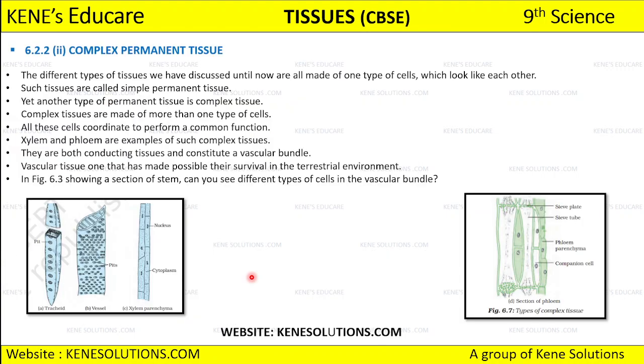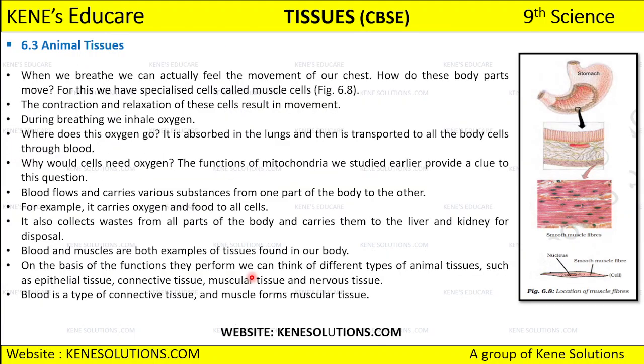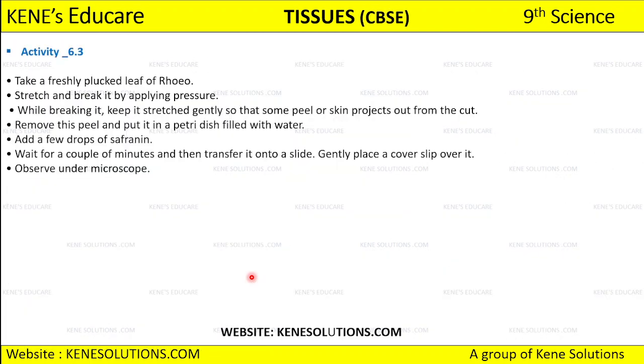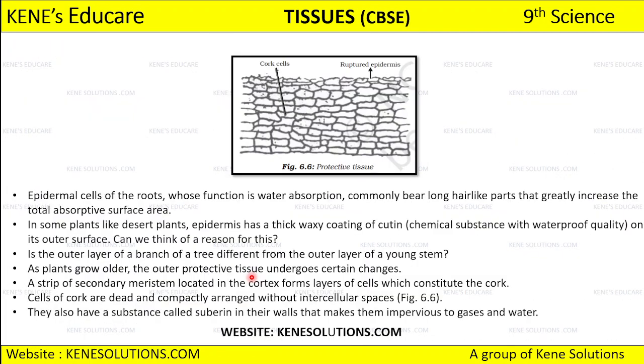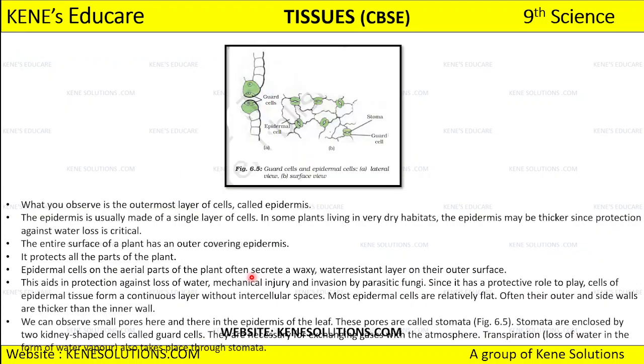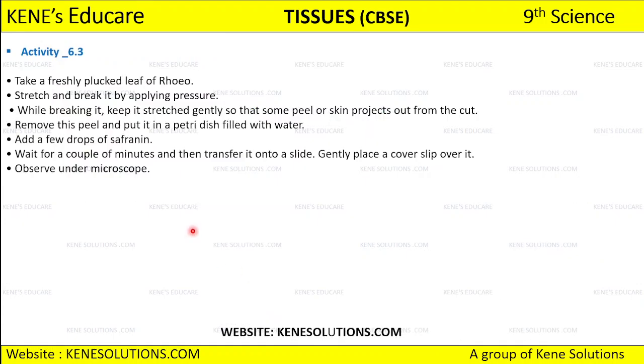Now this activity 3 and the complex permanent tissue, let's see if we can complete it now itself. See, now we have this activity 6.3. We need to take a freshly plucked leaf of Rhoeo. क्या लेना है आपको? एक freshly leaf लेना है of this Rhoeo. You have to stretch that and you have to break it by applying pressure. अब आप ये leaf को क्या करोगे? Stretch करोगे and you have to break that leaf by applying pressure.